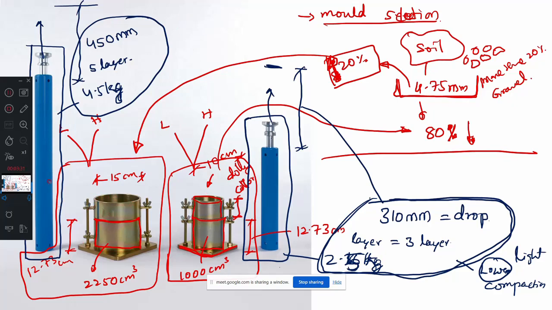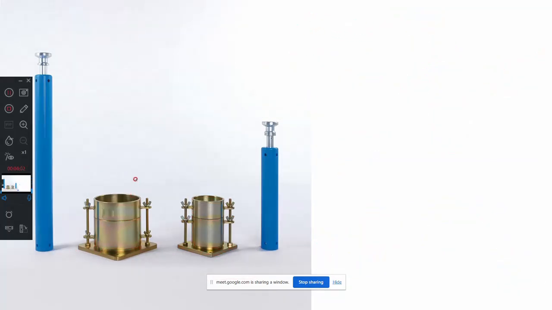Because see here, this hammer and this hammer both have the same diameter. You observe this one: this hammer has the same diameter as this one. Usually the diameter of the hammer will be 5 centimeter. This is also 5 centimeter. Then what is the difference here? The weight of the hammer is 4.5 kg here and this is 2.5 kg, already explained. The very interesting thing to remember is the diameter of the bigger mold is this much and the diameter of the smaller mold is this much.